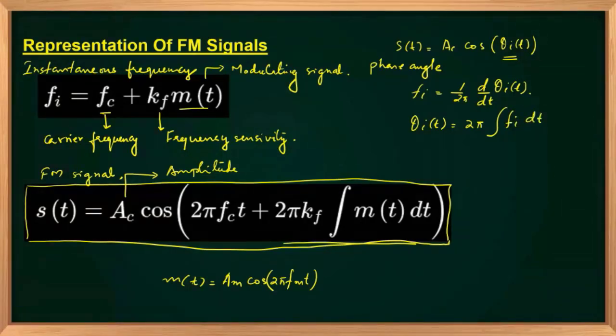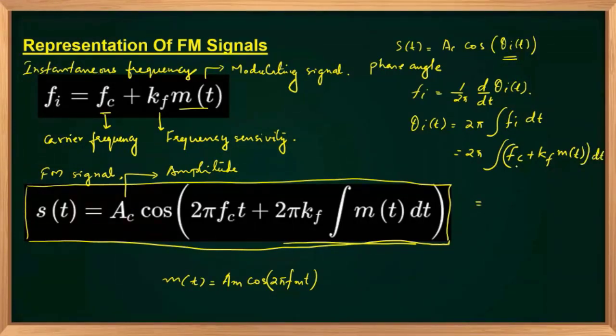dt. Theta is the instantaneous phase angle, and that will be obtained by integrating fi dt and then multiplying with 2 pi. So this will give 2 pi into the integral of fi. For FM, it is fi equal to fc plus kf into m of t. When you substitute this term here, we'll get two terms.